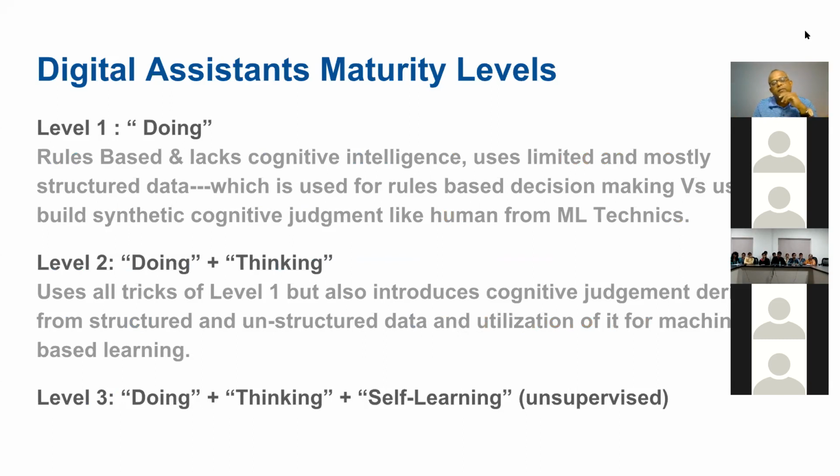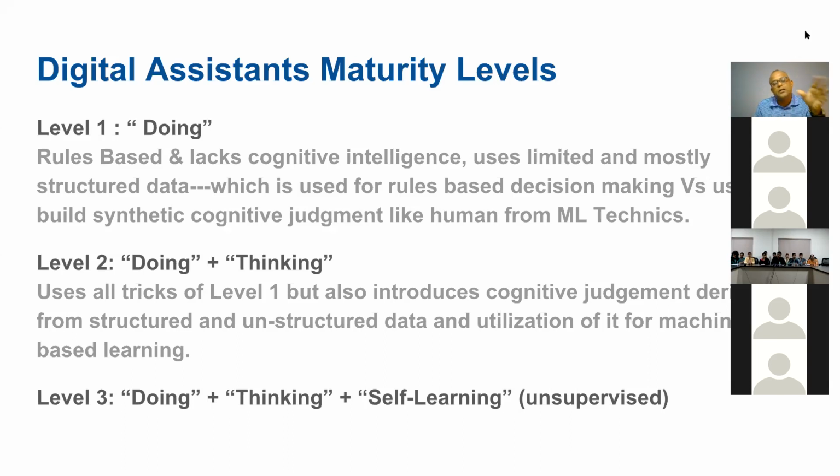So in level 2 we get into digital assistants who have the capabilities of doing plus thinking. In level 1 they are all about doing. There are certain rules and the bots will go scrape the screen, pick up some data from a particular location in a page or an Excel spreadsheet, take that data and go to another website and do something. So that's level 1 automation.